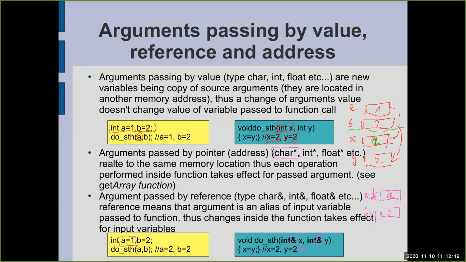So similar to reference, we have pointer. So like array. Array is passed by pointer. And you can see that if we pass the argument as a pointer, whatever we do inside the function, it takes effect outside. Yeah. So these two ways let us modify arguments from the function. So let's try to use this property.